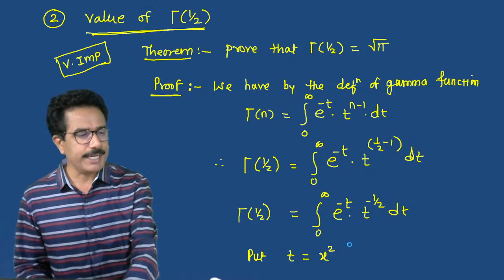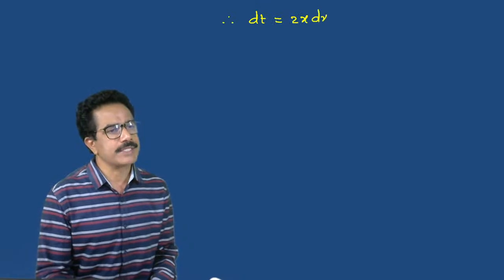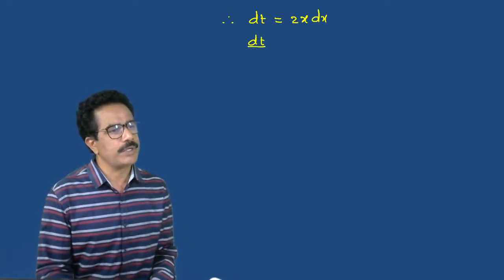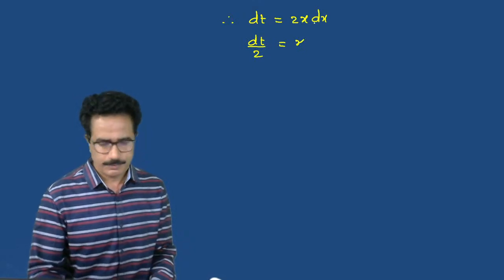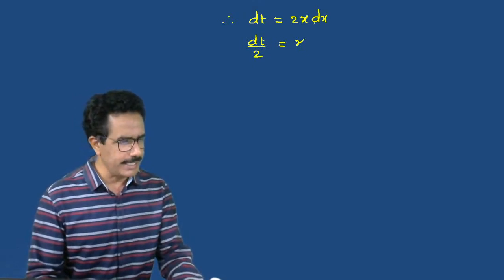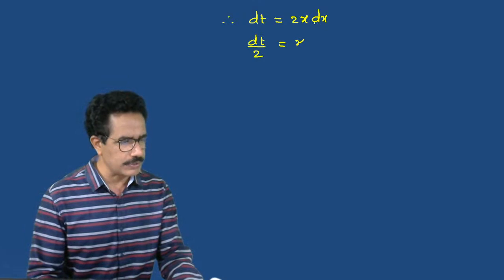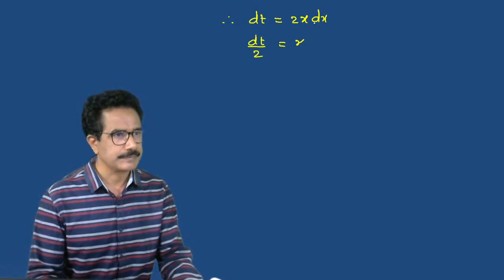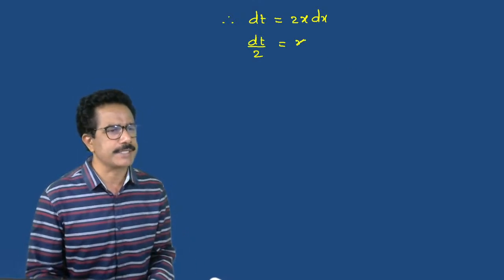So how can we write? Therefore, dt is equal to 2x dx. So dt upon 2 is equal to x dx. Okay, no problem, x dx.